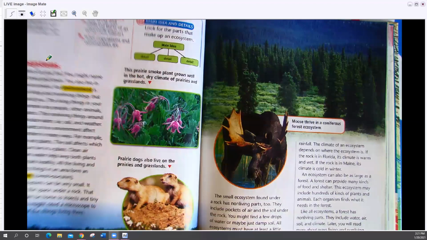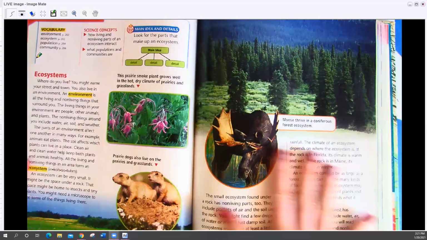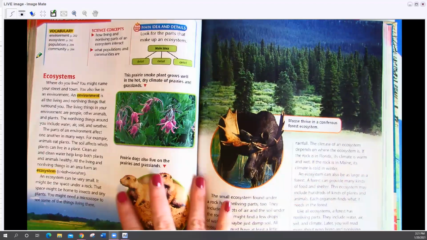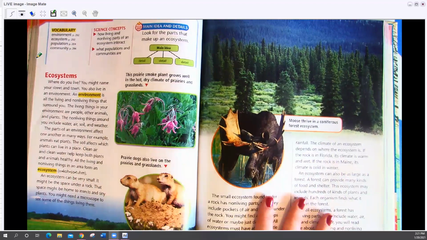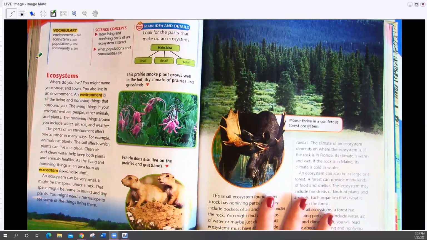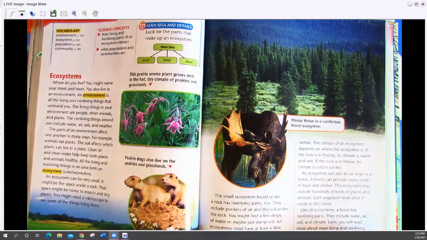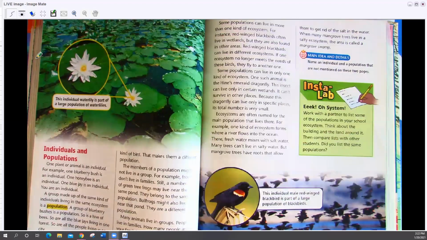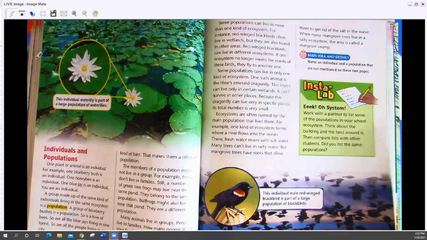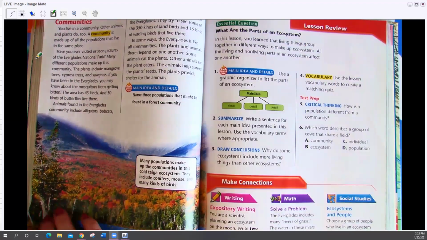So when we get into lesson 1, I have each of these pages pulled up. I took pictures of them to post onto Google Classroom so we can go through them together, okay? So we're going to learn about ecosystems. We're going to learn about individuals and populations. We're going to learn about communities, and then we'll have some questions at the end.